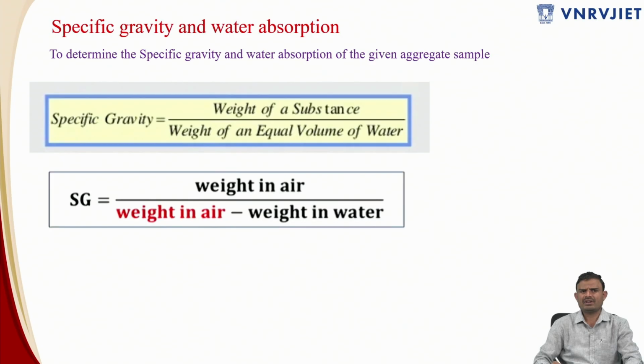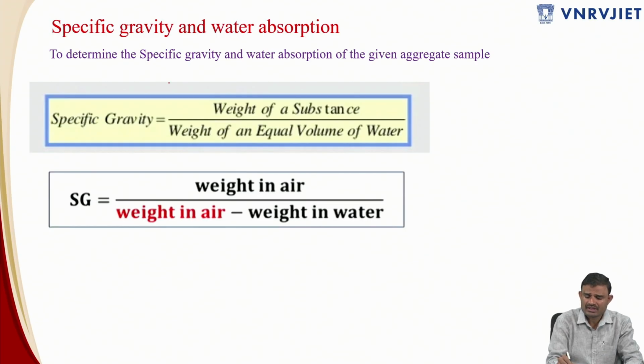The other test we are going to discuss on aggregate is specific gravity and water absorption. It is an indirect way of understanding the strength of the aggregate. Specific gravity is also very important in calculating the volumetric properties of the bituminous mixtures that we are going to generate out of the aggregate.